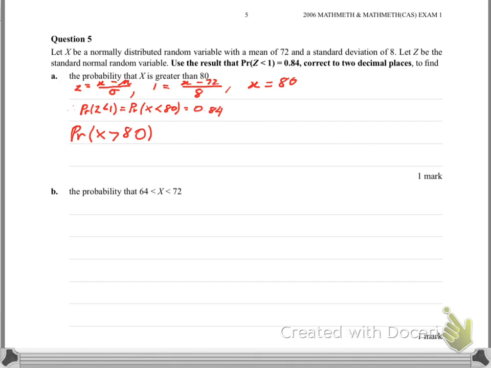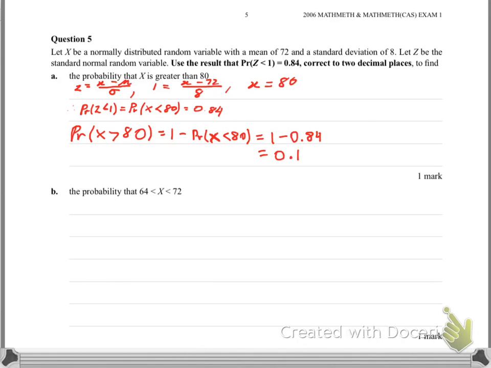Well, we have some information when x is less than 80. So we find that by drawing on the complement. And then with the probability value that we know, we're able to work out that amount.